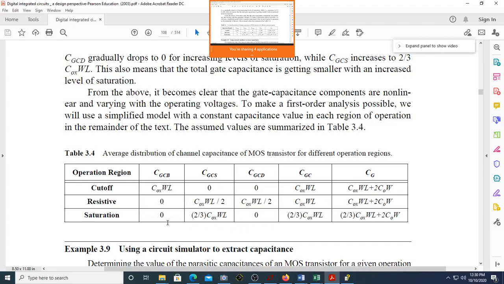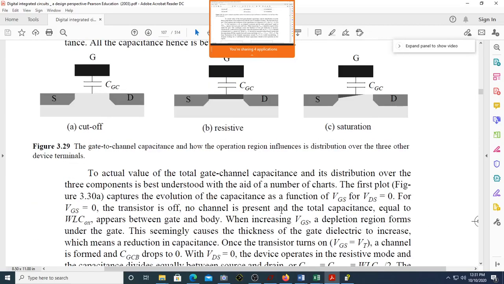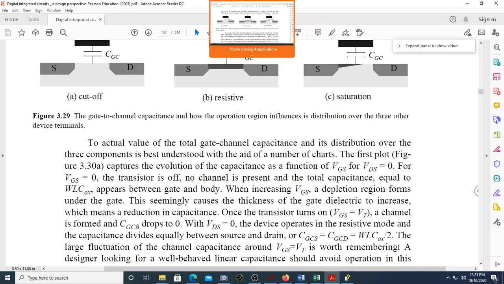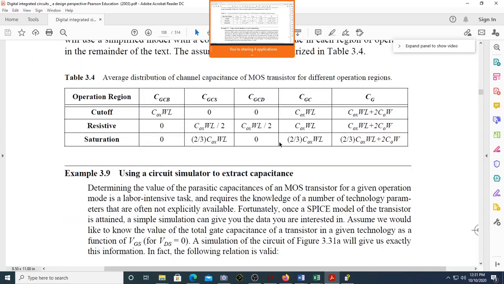Just see the last one. Is this 0 fine? Yes, sir. Why? Because there is a channel also formed. There is a channel there. And why is this 0 for the saturation region? Let me go back here also. Why is this 0? Look at this. Why is CGCD 0?